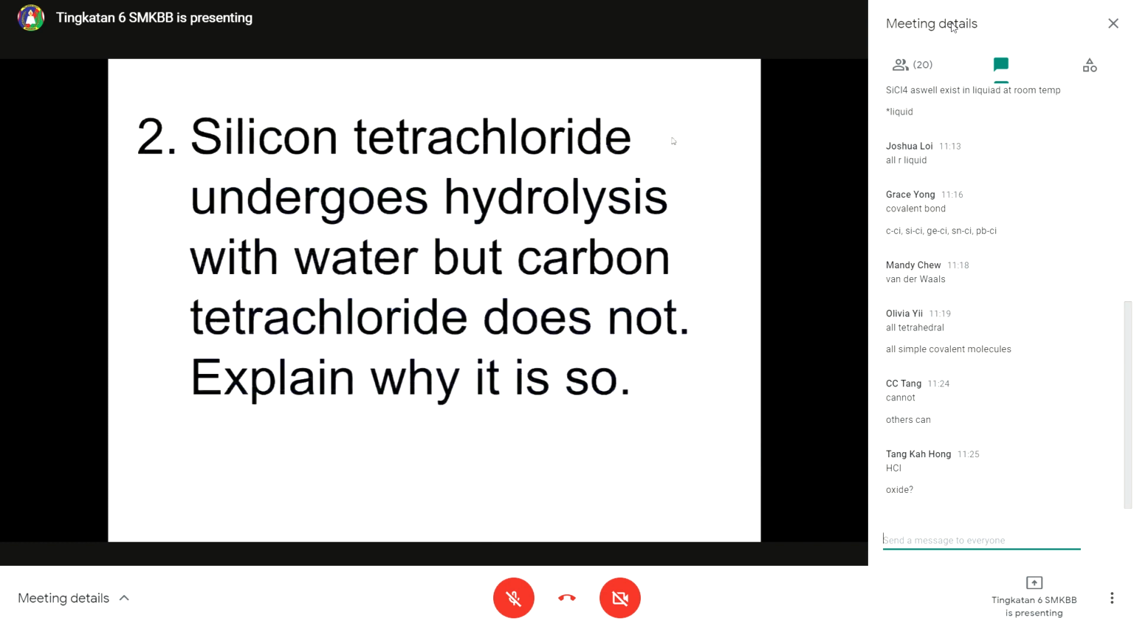Now, still remember this one? How do you answer this one? Number 2: silicon tetrachloride undergoes hydrolysis with water, but carbon tetrachloride does not. The answer was also shown just now. This will be a 2 marks question, so the highest you can get is 2, I think.